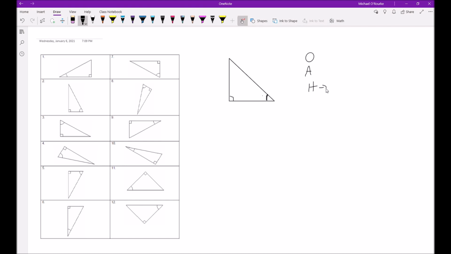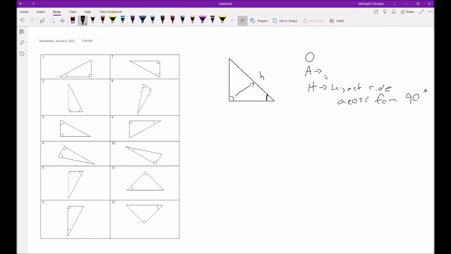Now the hypotenuse is the longest side, right? And it's also across from the 90 degrees. So in this case, 90 degrees here, it's across the side, so that's going to be my H, my hypotenuse.